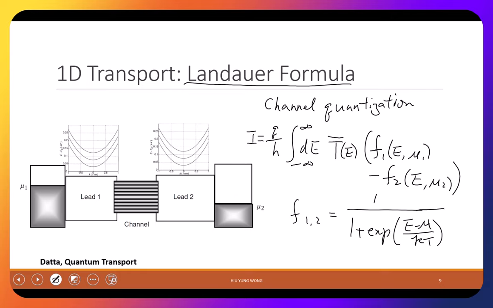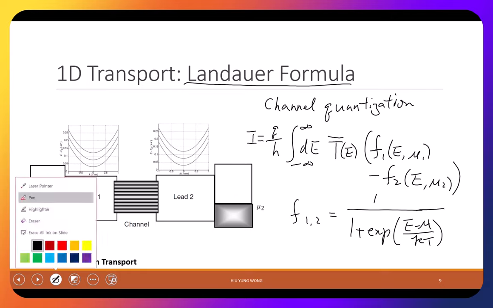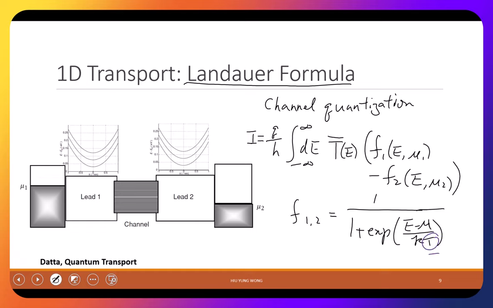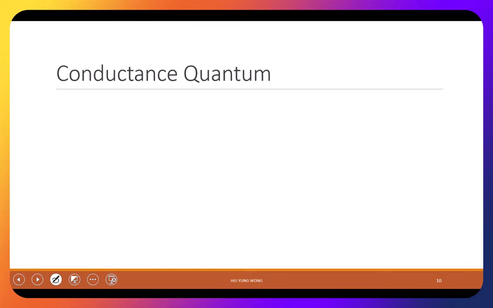Oh, this one confused you, right? Yes. So this is temperature. This is the transmission coefficient. We don't go into the detail, but it's just a number: if you have a larger transmission, then you have a larger current. Okay? So this is the transport.